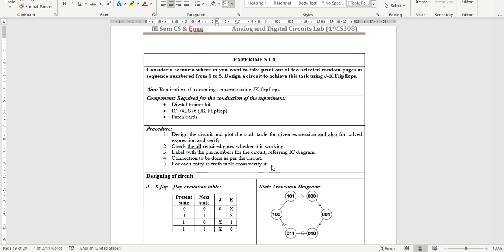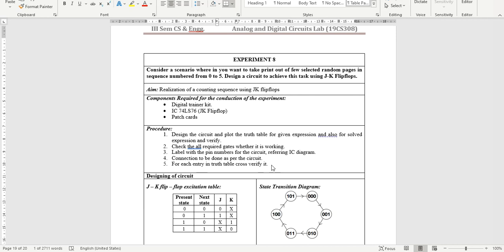Will discuss experiment number 8. The problem statement goes like this. Consider a scenario where you want to take a printout of a few selected random pages in a sequence numbered from 0 to 5. Design a circuit to achieve this task using JK flip-flop.